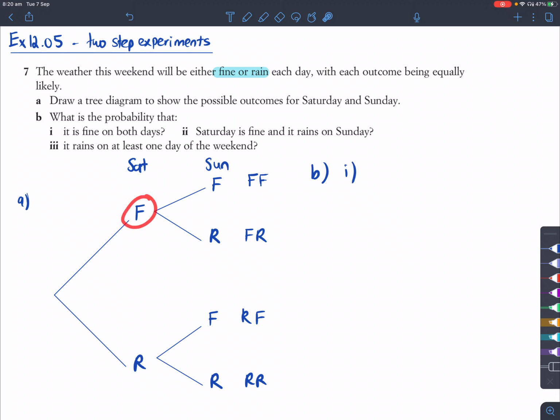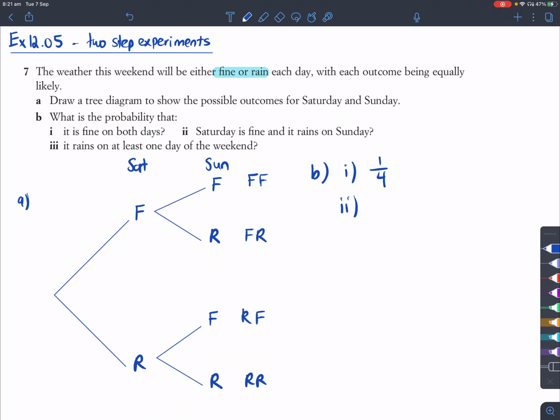So the chance of it being fine and raining each day is equally likely. So if that happens, that means the probability of it being fine on both days, such as this one, is 1 out of the 4 choices here. So it's 1/4 being the answer. Just reminding you that this only occurs when each of these branches are equally likely, meaning the branch here to get an F and the branch here to get an R, which is raining, is the same.